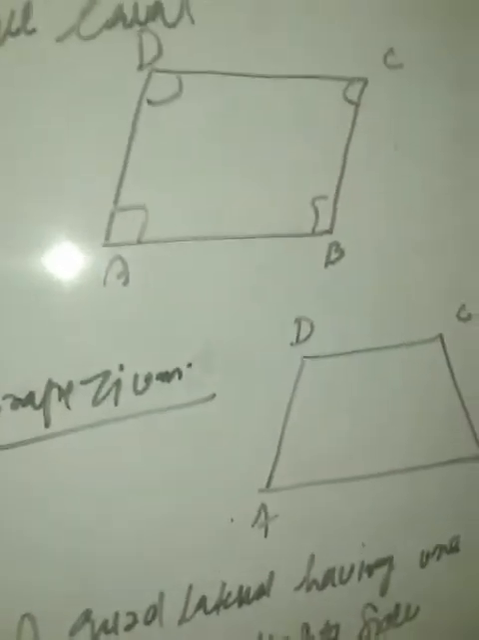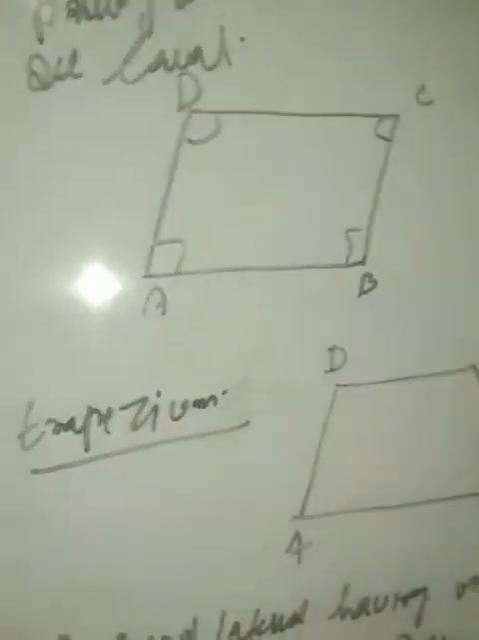Now we will write some more important things regarding these kinds of quadrilaterals. You are already familiar with these definitions. A square, a rectangle, a rhombus, all are parallelograms. Remember these things, important points.